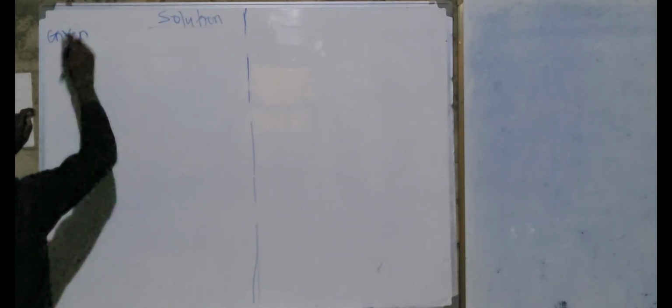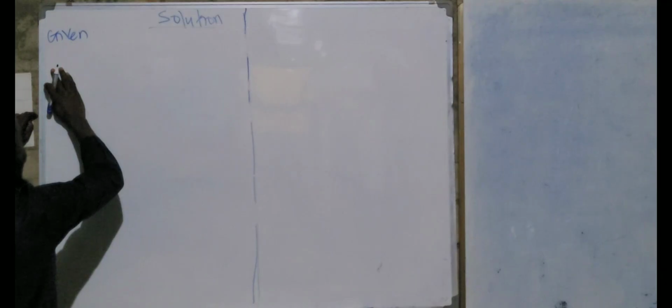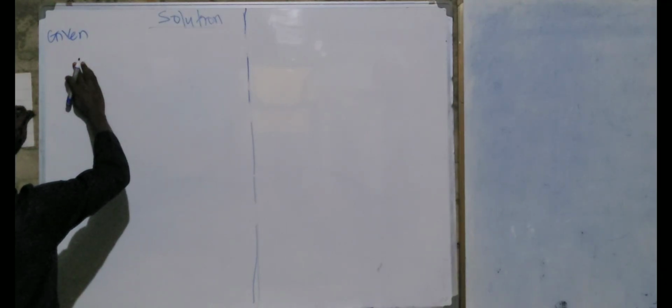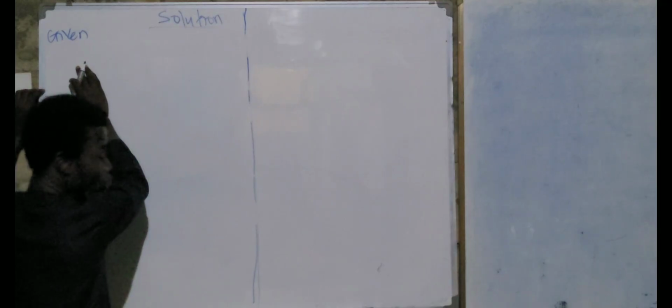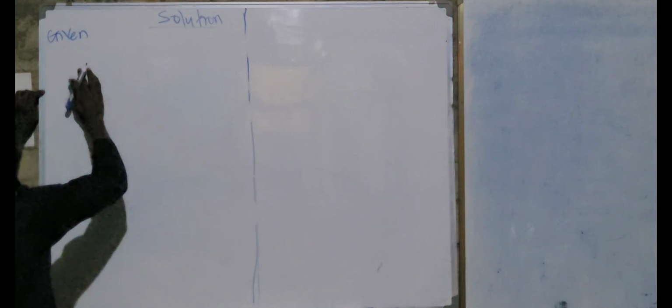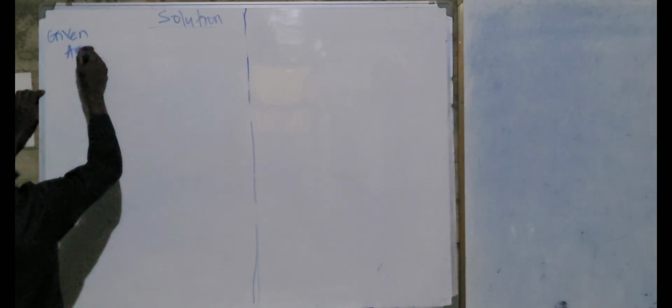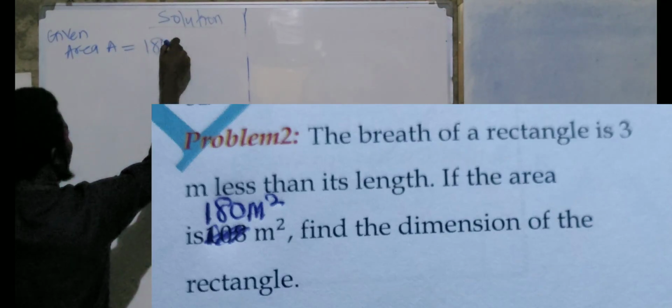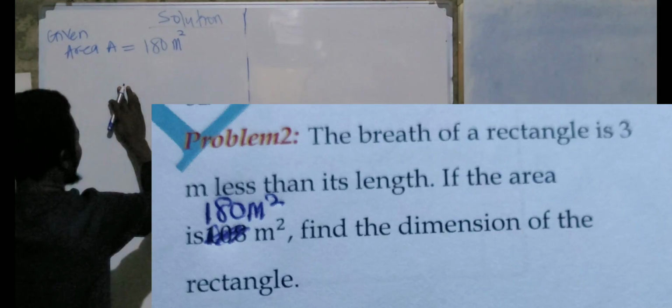What are we given here? The breadth of a rectangle is 3 meters less than its length. If the area is 180 meters square, find the dimensions. Area is equal to 180 meter square.